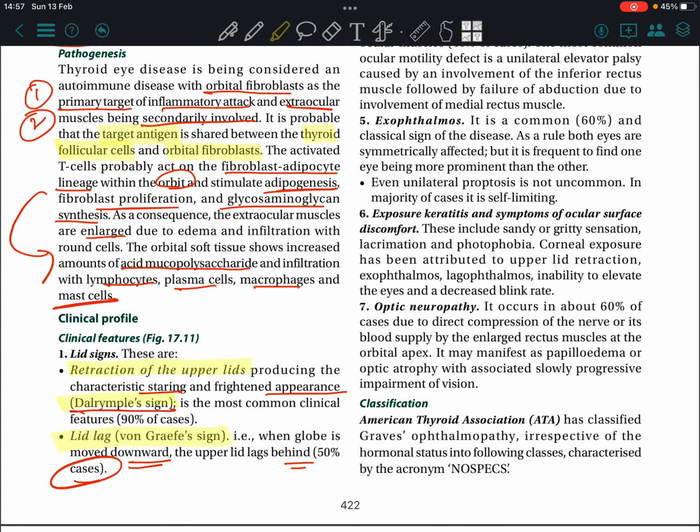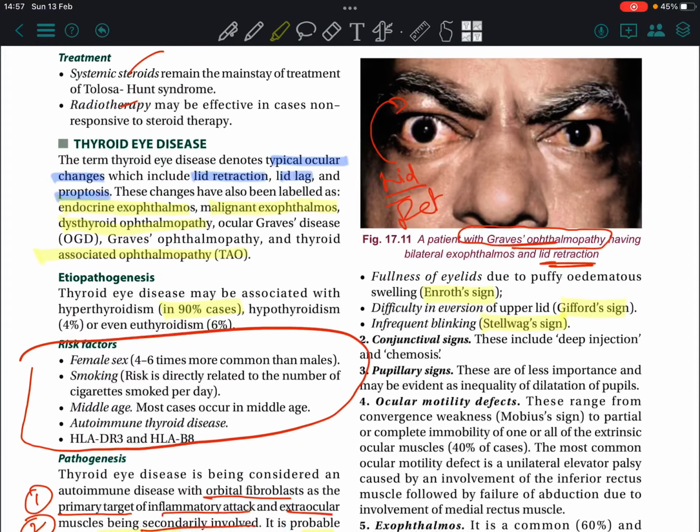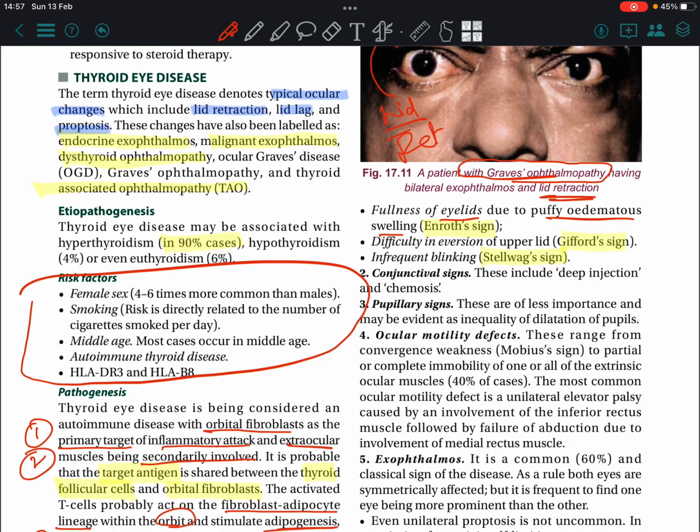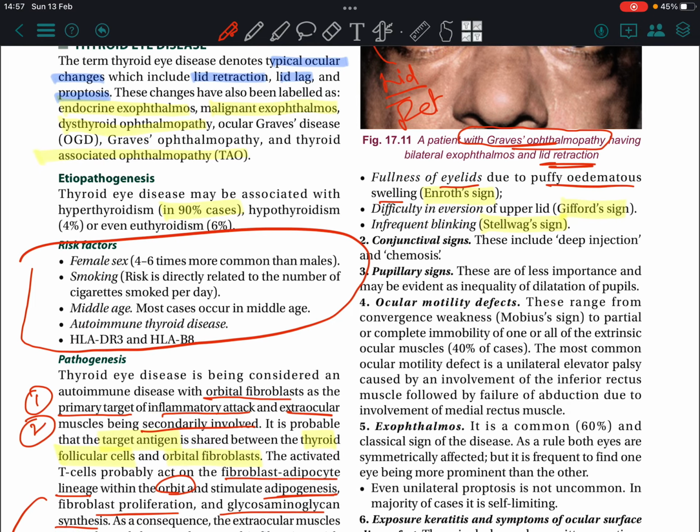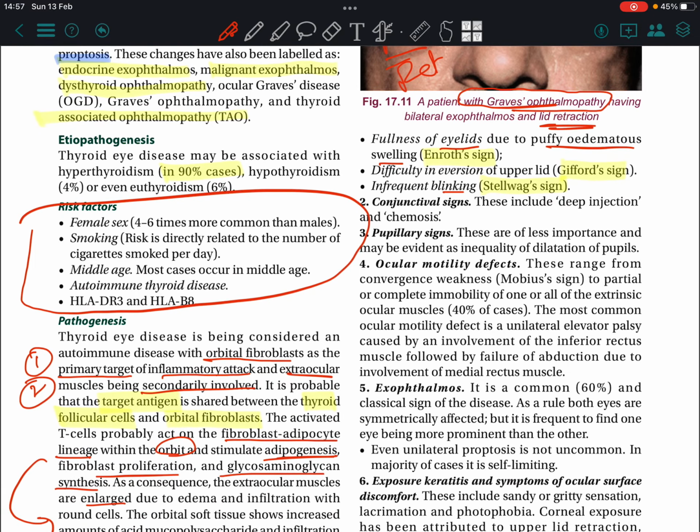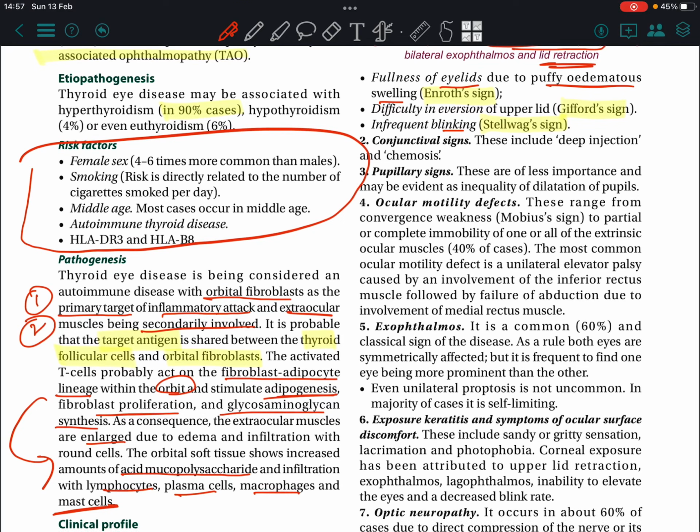The first sign is retraction, Dalrymple sign; lid lag, von Graefe sign; fullness of eyelid due to puffy edematous swelling, Enroth sign; difficulty in eversion of upper lid, Gifford sign; infrequent blinking, Stellwag sign. Conjunctival signs include deep injection and chemosis. Pupillary signs are of less importance.